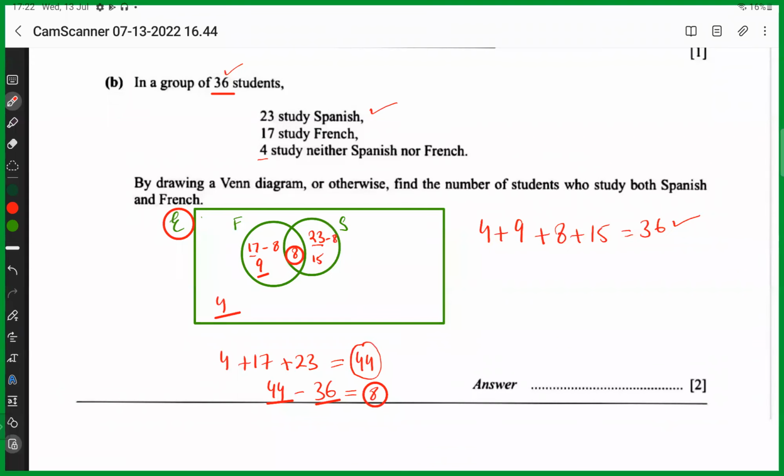And initially, I just wrote 23 and 17. So that 8 was coming twice. I want that 8 to come once only. So I subtracted that 8 from 17, I subtracted that 8 from 23, and I've written that 8 over here. Now I can clearly see that the students who are taking both Spanish and French are 8.